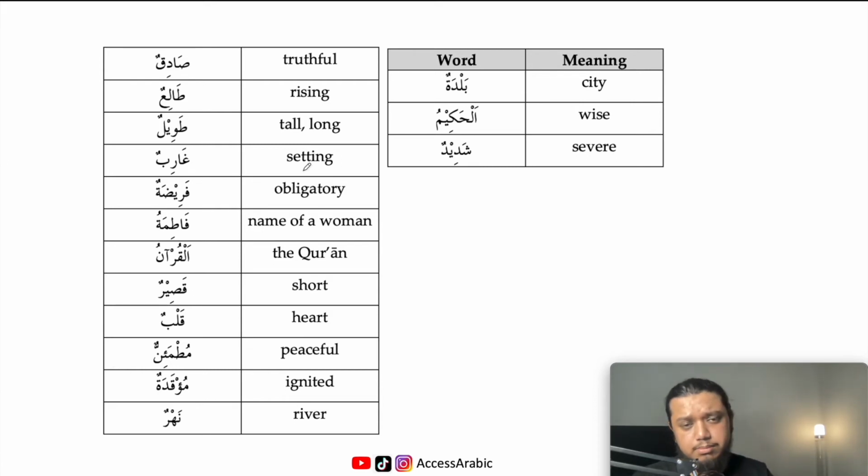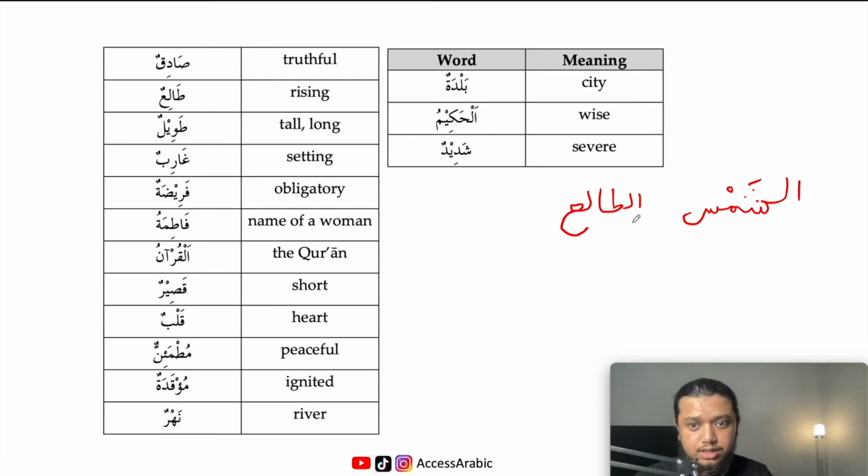Just to recap what I mentioned today, that the sifa follows the mawsuf in gender. Here is a good example. Tali' means rising. So I mentioned rising sun. So let's just write here Shams. Ash-Shams, the sun. I added alif lam to make it definite, as we have covered in previous classes. Now we can't say Ash-Shams at-Tali' because this is grammatically incorrect.